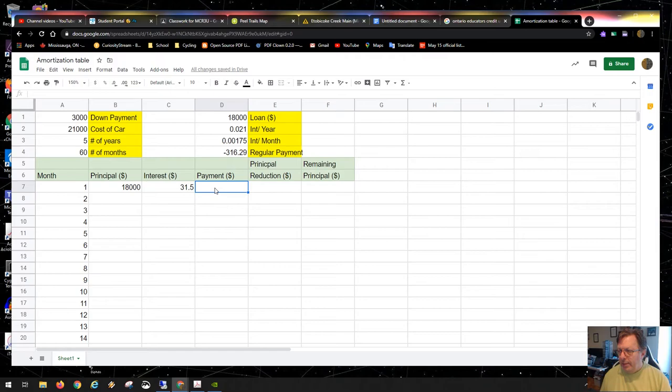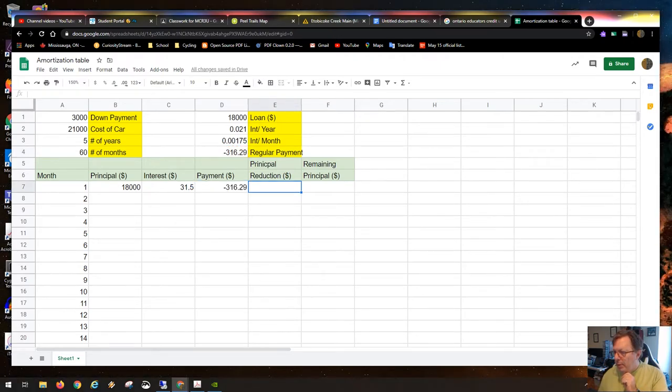Our payment then is just this number. It's always this number. In fact, just to make sure it's locked on that number, I'll press the F4 key on my keypad, on the function keys, function 4. You can also do it this way, $D$4. You don't have to use fancy key presses. And that's my payment. The payments are the same every single time.